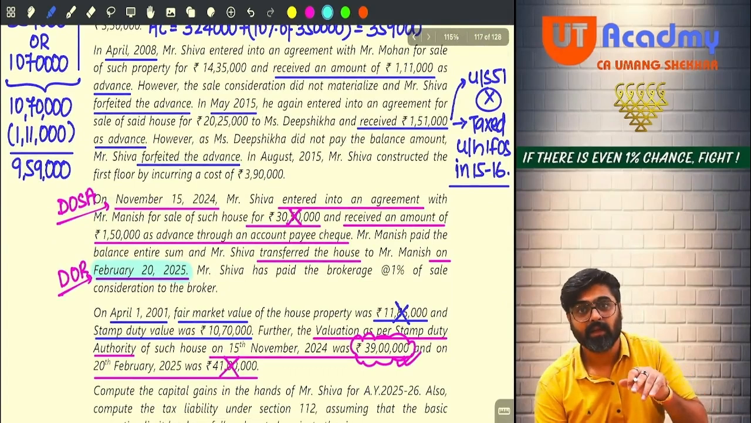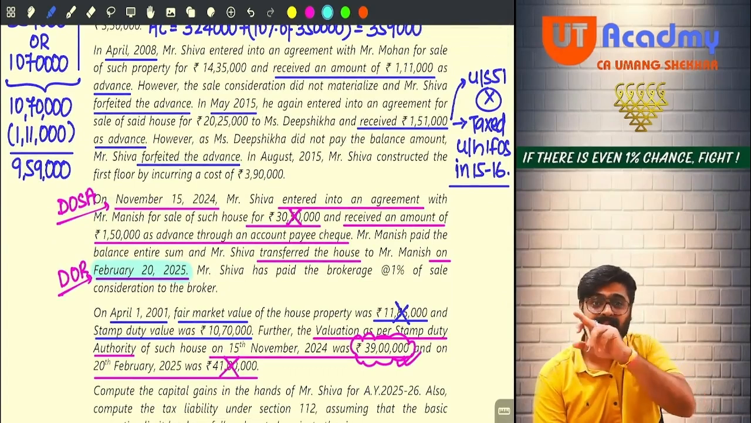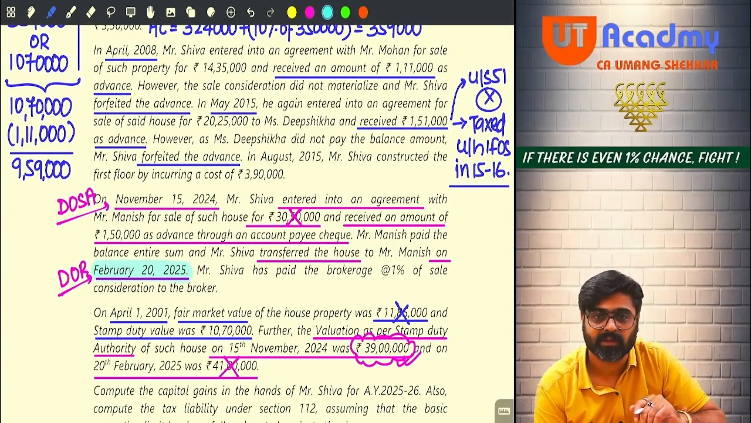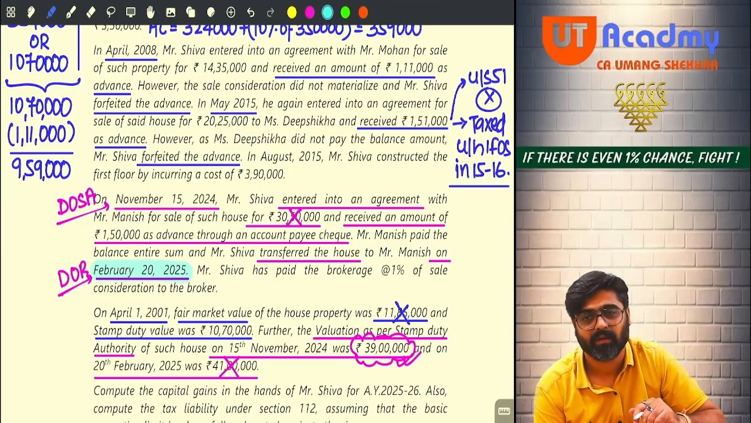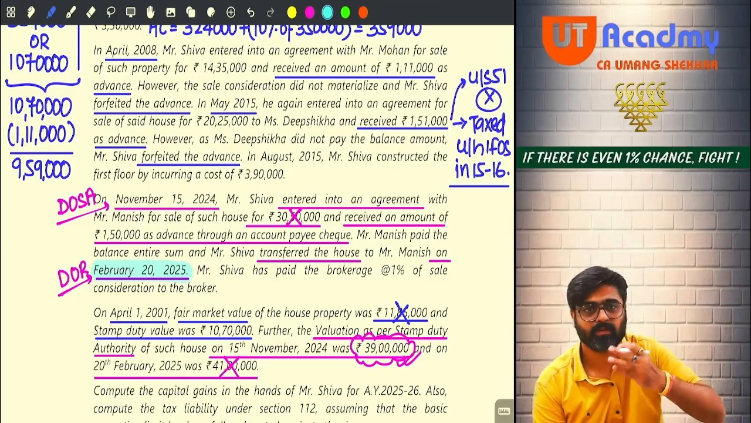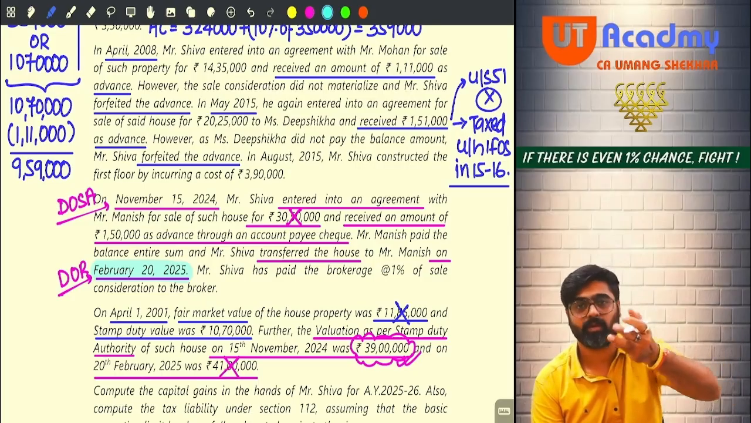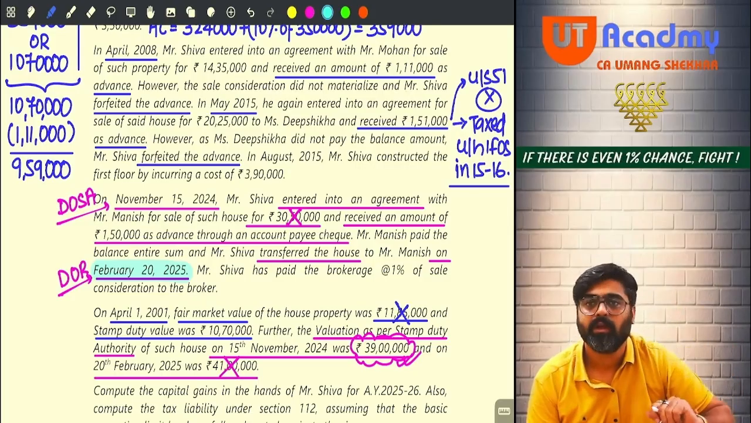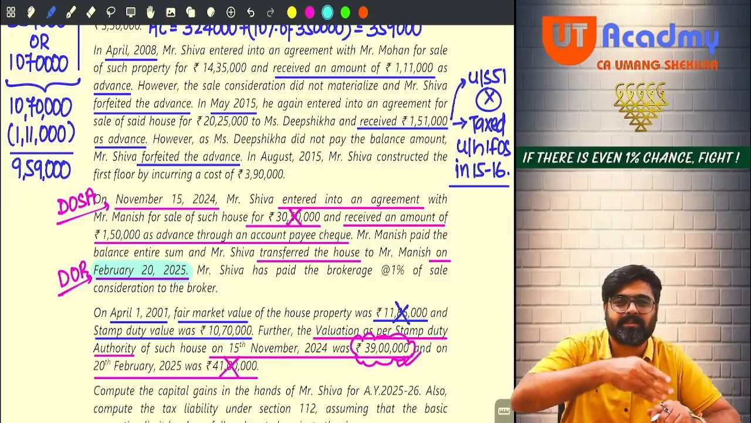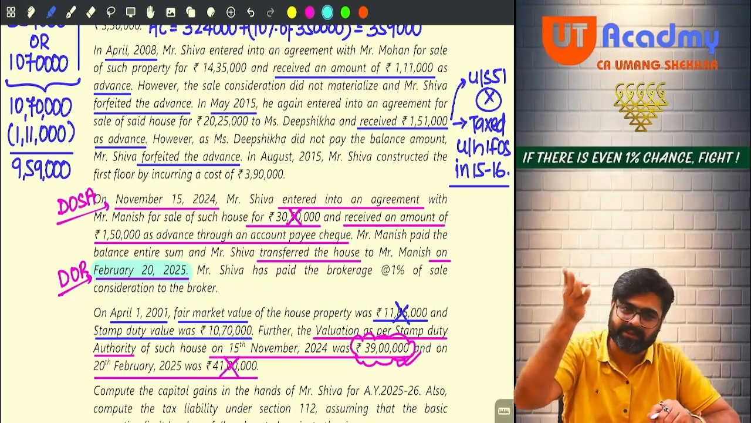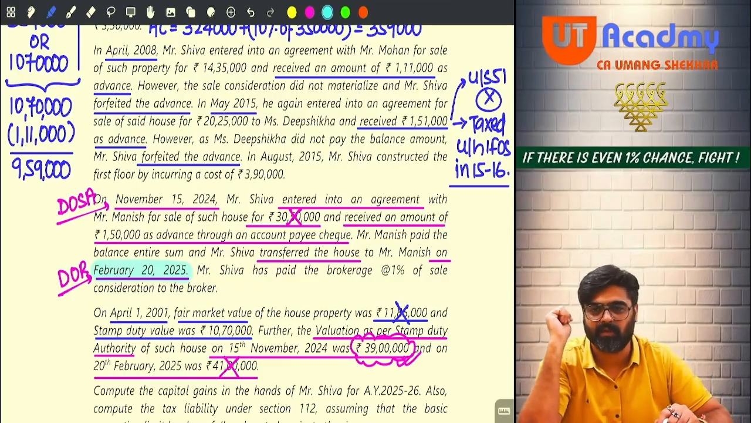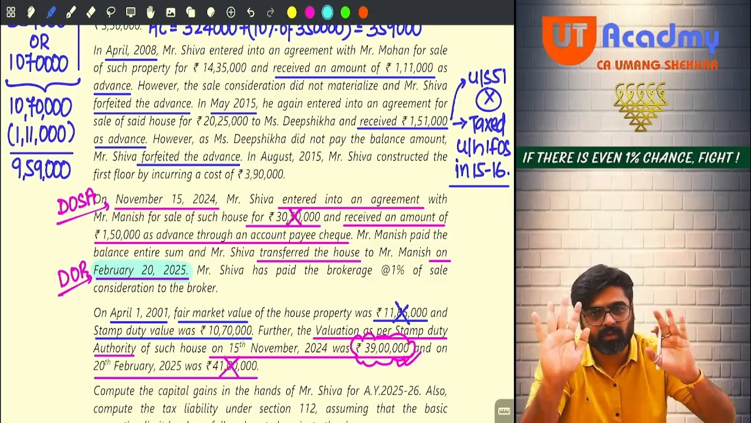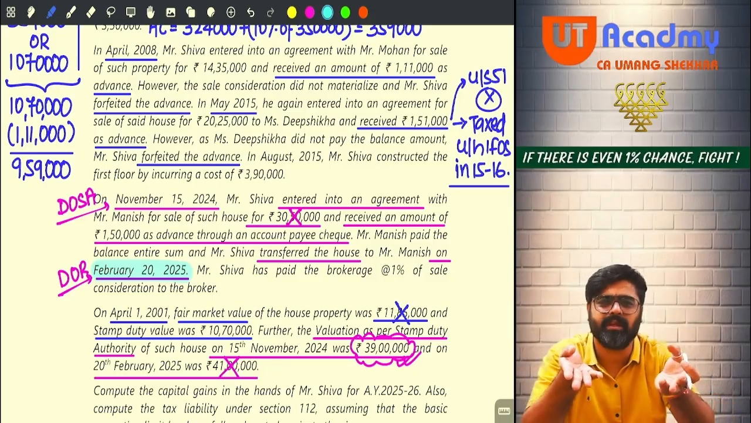But still, I have the cost also. But still, I cannot index that cost. Why, sir? Because the property is transferred on or after 23rd July. 20th February 2025 is on or after 23rd. Even if you mistakenly take 15th of November, that is still after 23rd July only. Yes or no? So will you do any indexation? No. So calculation is very simple now.